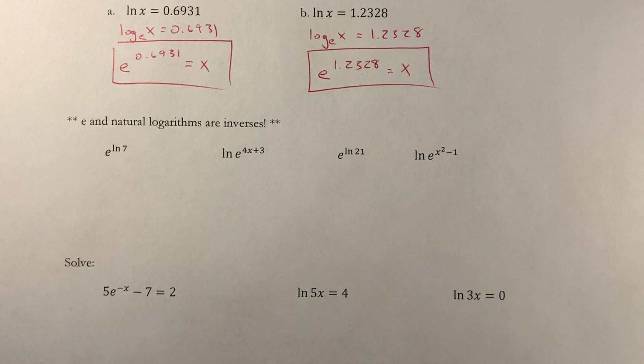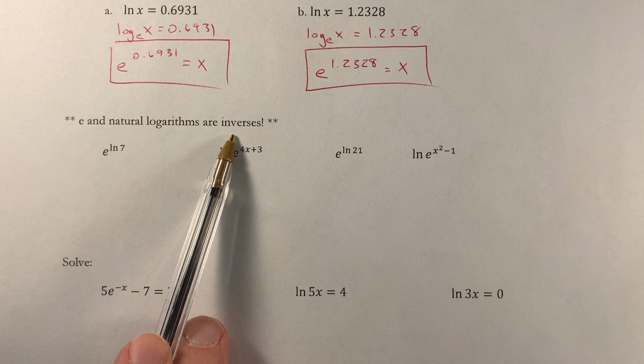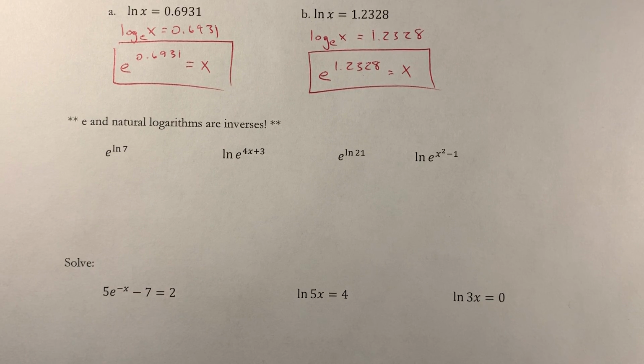Hey guys, we'll continue our lesson on base e and natural logs today with solving some equations involving e and natural log. Before we do that, it's important to remember that when we solve equations, we do so by doing inverse operations. Like addition and subtraction are inverses of each other, and multiplication and division are inverses. e and natural log are inverses of each other, which means essentially they cancel each other out.